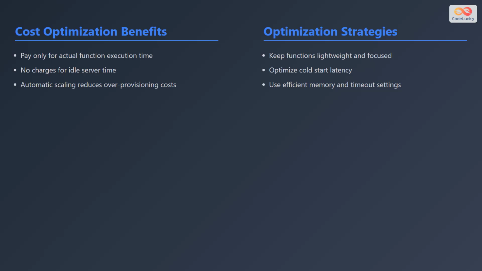Serverless architectures provide significant cost benefits. You pay only for the actual time your functions execute and not for idle server time. Automatic scaling helps avoid overprovisioning, which reduces costs further. To optimize costs, it is best to keep functions lightweight and focused on single tasks. Optimizing cold start latency improves performance and cost efficiency. Adjusting memory allocation and timeout settings appropriately also helps control costs.